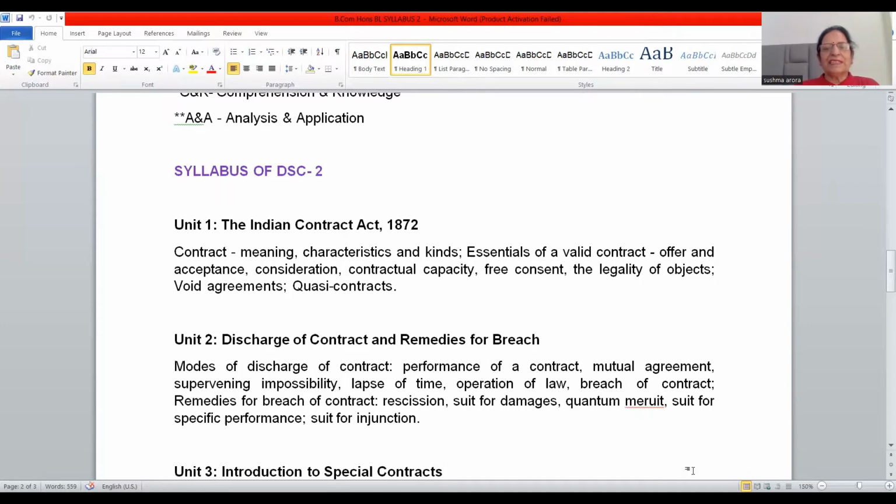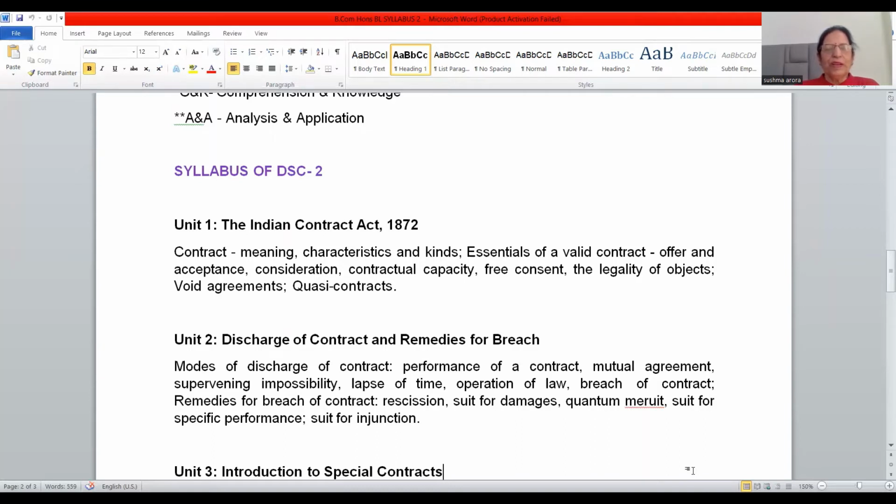Meaning, characteristics and kinds, essentials of valid contract, offer and acceptance, consideration, contractual capacity, free consent, the legality of objects, void agreements, and quasi contracts. So friends, there are 10 chapters here. 8 chapters are there in this first unit, and remaining 2 chapters have been covered this time under unit number 2.